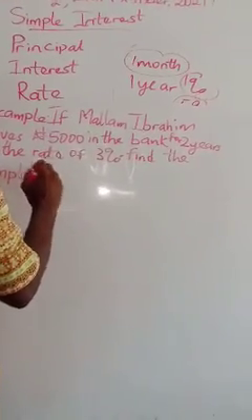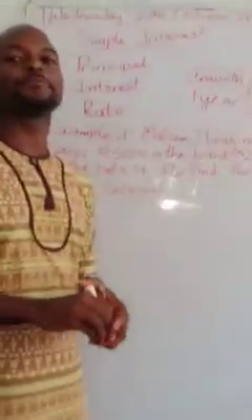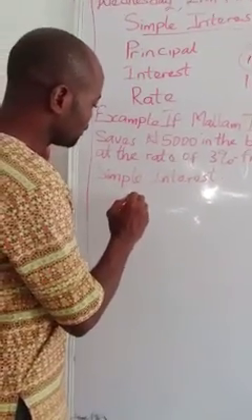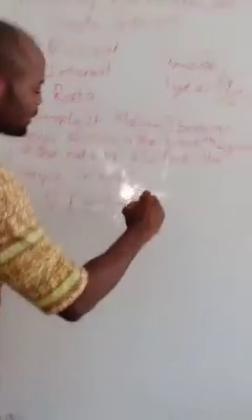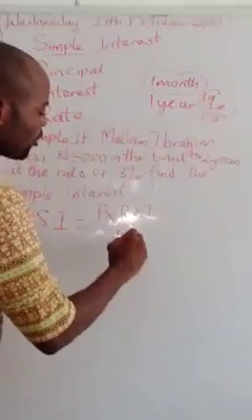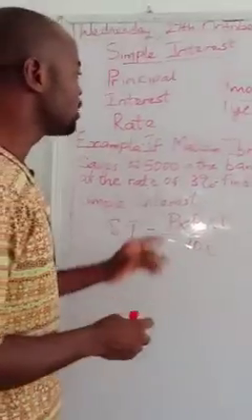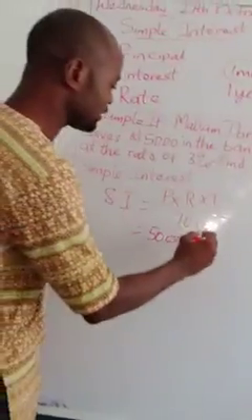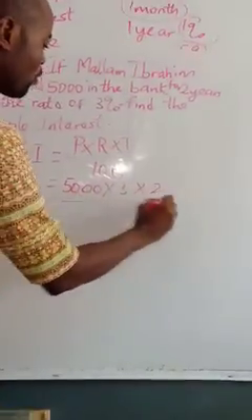Now in finding simple interest, everything in mathematics has a formula. And finding simple interest has its own formula. So if you want to find simple interest, there is a formula for it: principal times rate times time all over 100. We just write it like this: P times R times T all over 100. So all the items given to you: your principal, the amount saved there, which is 5,000 naira, times what rate? 3%, times for how long? Which is time, which is 2 years, all over 100.